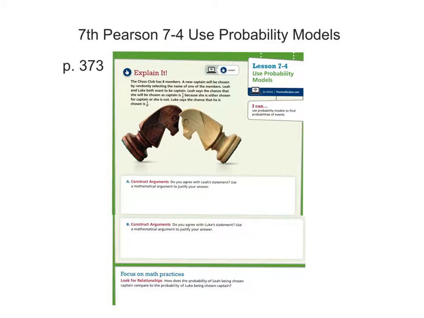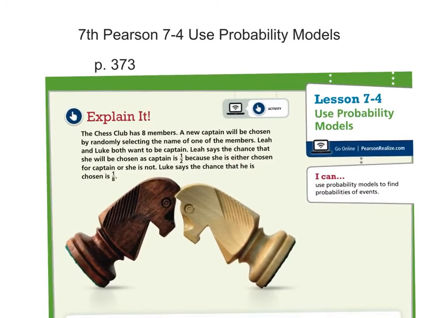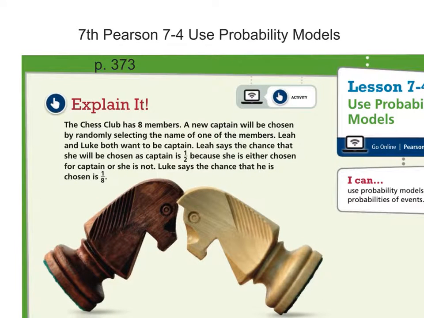So lesson 4 we're looking at is using probability models. We'll talk in a little bit about what a probability model is. If we look at this on page 373, Chess Club has 8 members. A new captain will be chosen by randomly selecting the name of one of the members. Leah and Luke both want to be a captain.